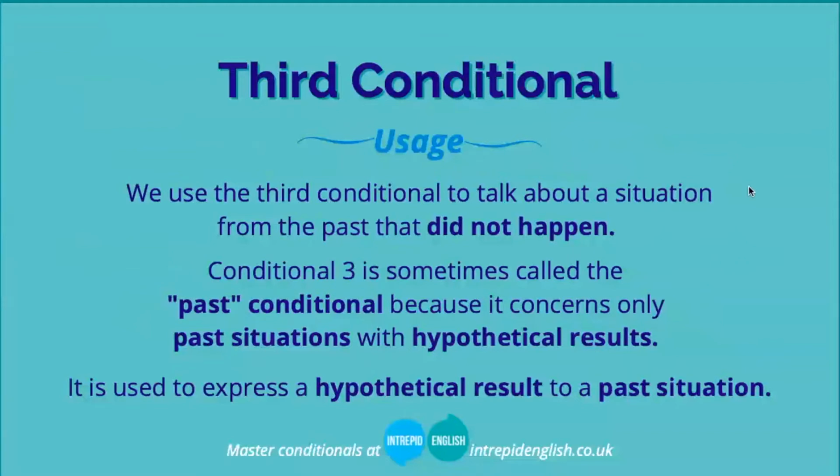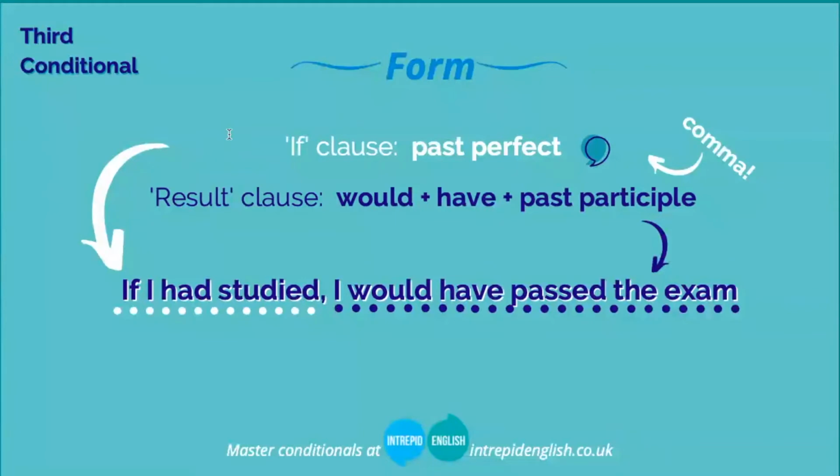Conditional 3 is sometimes called the past conditional because it concerns only past situations with hypothetical results. It is used to express a hypothetical result to a past situation. So the if clause consists of past perfect, and the result clause consists of would plus have and past participle. For example, if I had studied, I would have passed the exam.